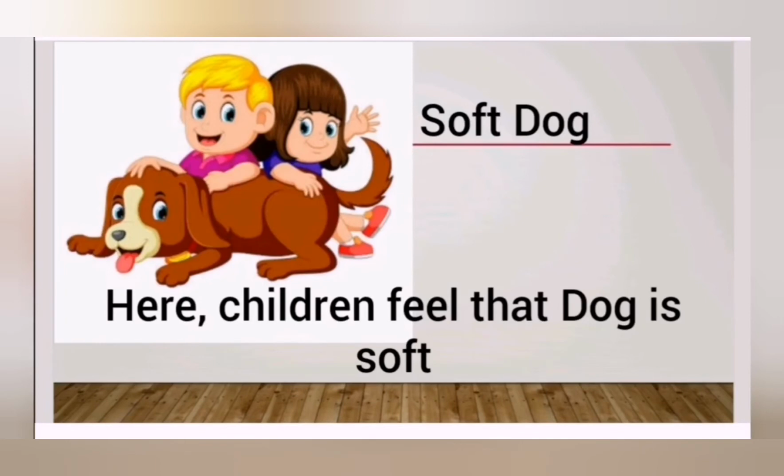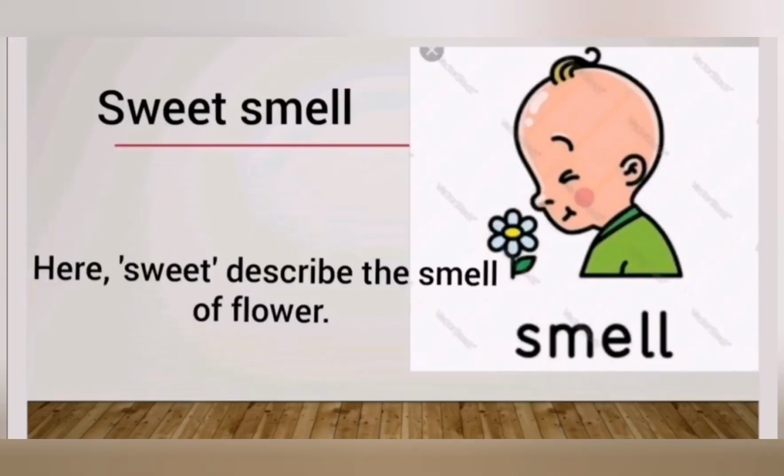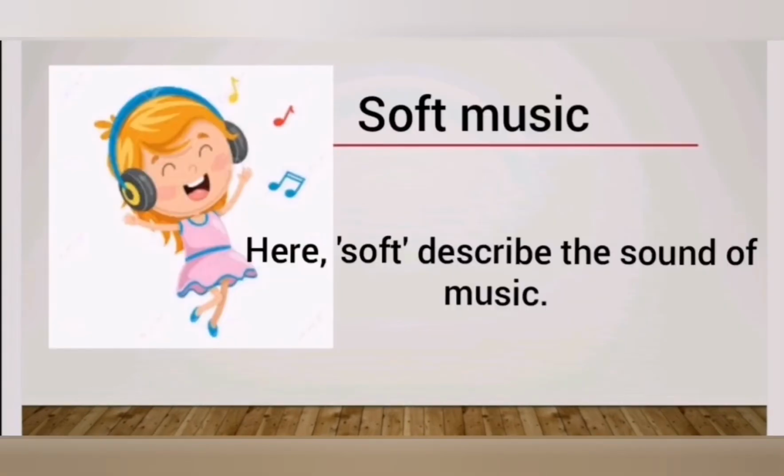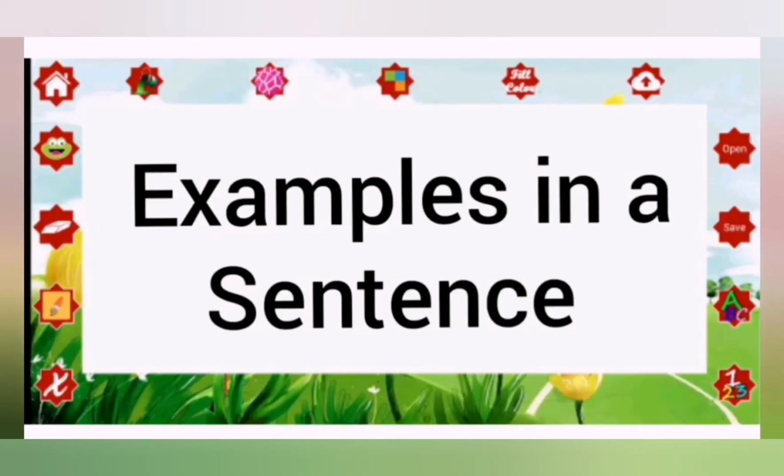Soft dog. Here, children feel that the dog is soft. Sweet smell. Here, sweet describes the smell of a flower or a pleasant smell. Soft music. Here, soft describes the sound of music. Let's come to some examples in sentences.